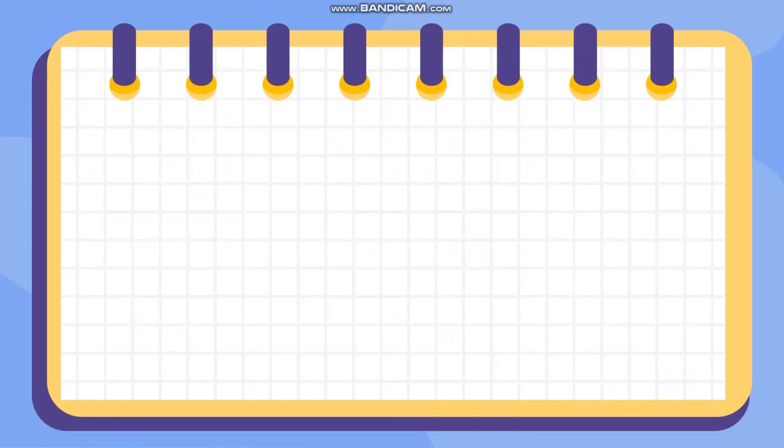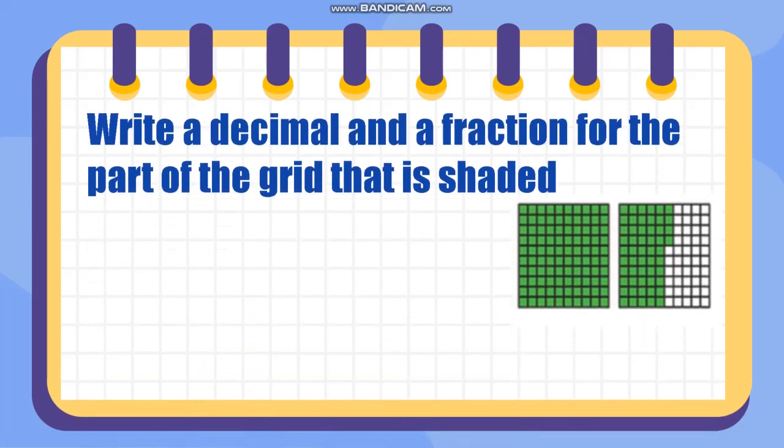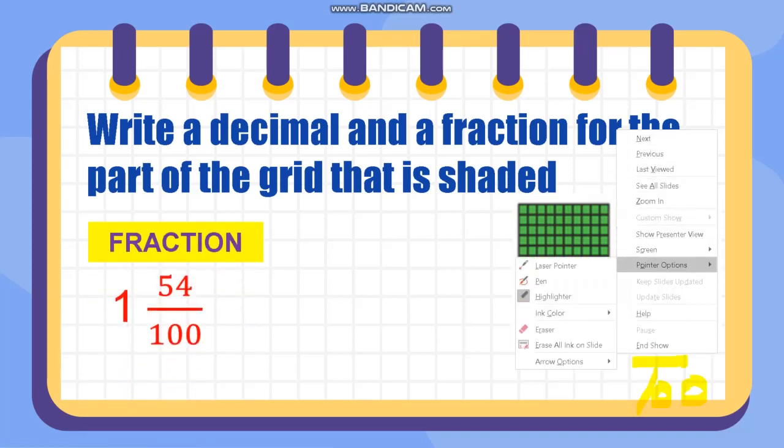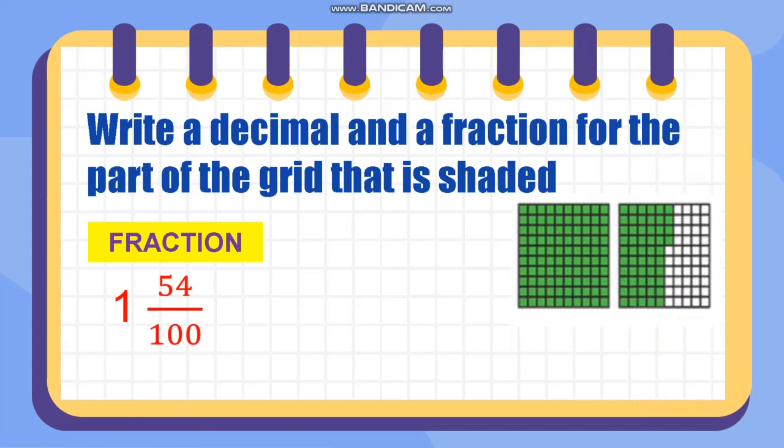Another example here. As you can see, 1 whole part is equivalent to 100. The easiest way, if it is all shaded, means it's 1 whole part. And how many are shaded here? 10, 20, 30, 40, 50, 54. So 1 whole part, then 54 out of 100. So the fraction here is 1 and 54 hundredths, because 1 whole part and 54 out of 100.